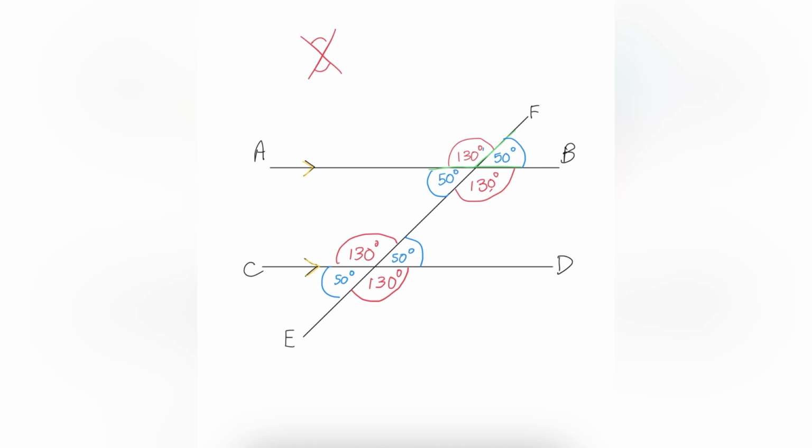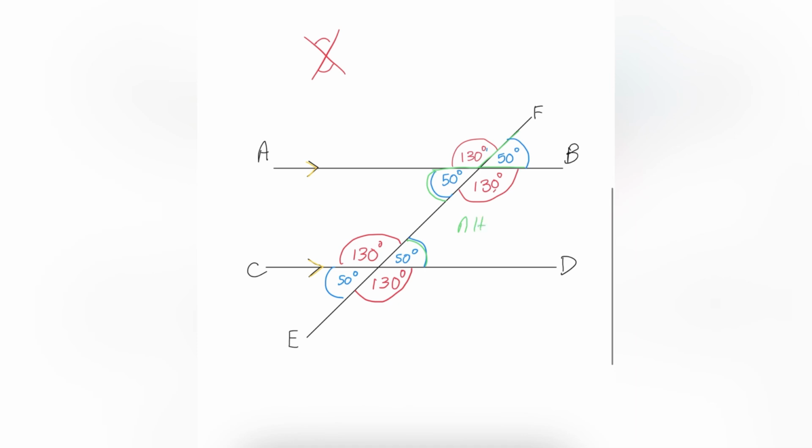So there are other special features about the angles. For example, this angle here of 50 and this angle of 50, these are called alternate interior angles, right? So they're angles on different sides of the transversal, between the parallel lines. So they are alternate interior angles and they are equal. So 50 and 50 here would be alternate interior angles, as well as this 130 and this 130. They will also be alternate interior angles.